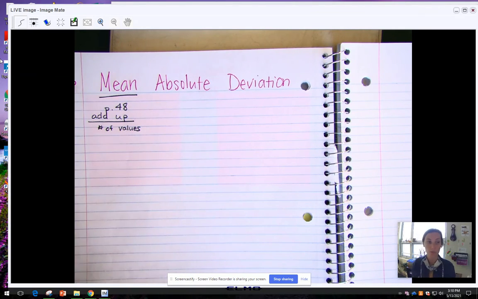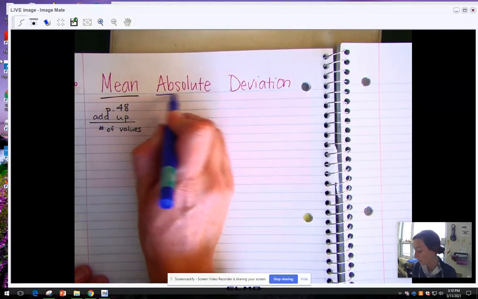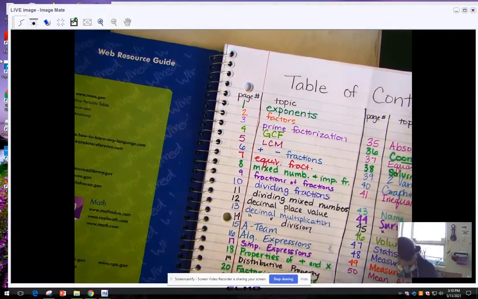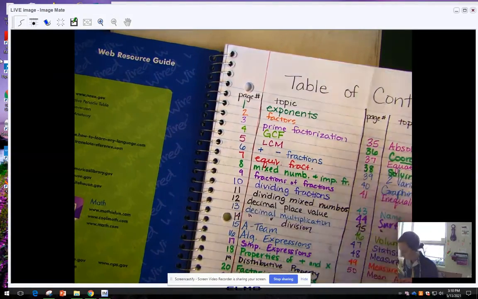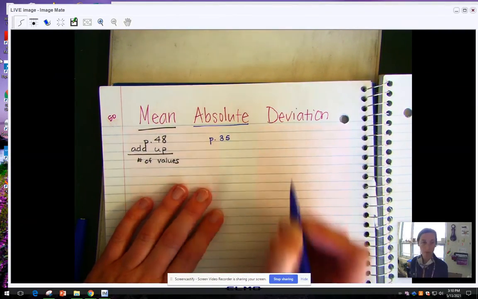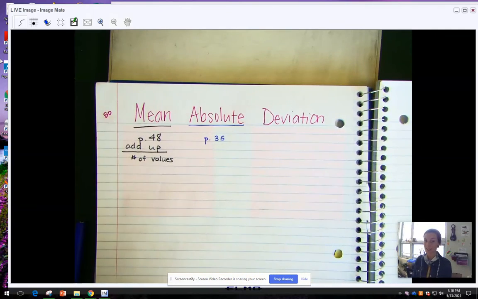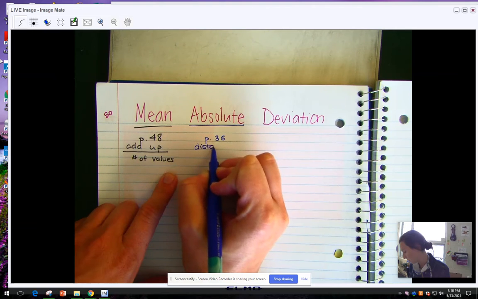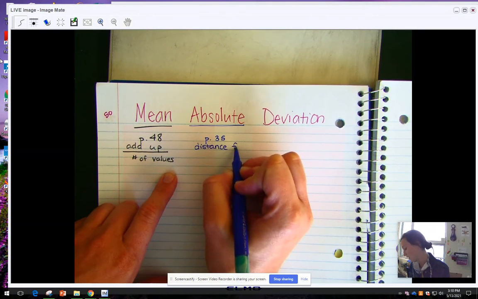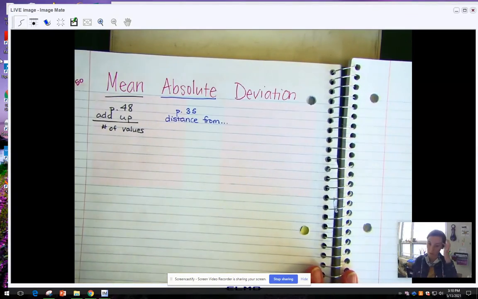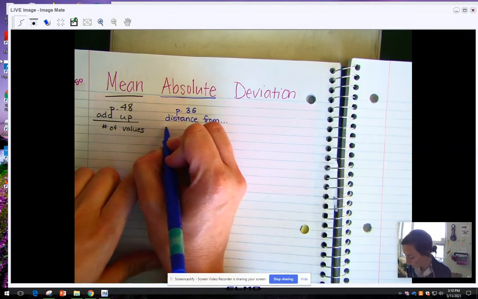Absolute, we're thinking back to when we talked about absolute value, which we did on handy dandy page 35. And remember, the absolute value is the distance from zero. Now in this case, it's not going to be the distance from zero, it's going to be the distance from the mean, but we're remembering it's distance and it's always positive.